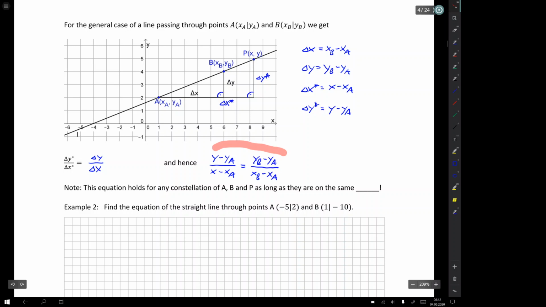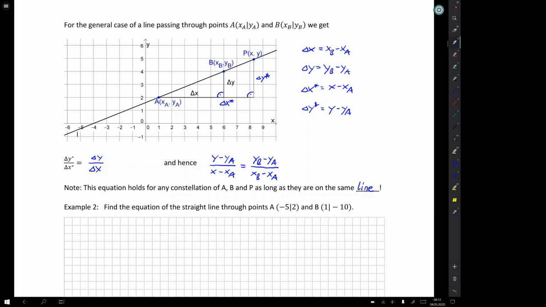So this equation here describes the coordinates x and y of an arbitrary point P lying on the same line as the points A and B. So this equation holds for any constellation where A, B, and P lie on the same line.